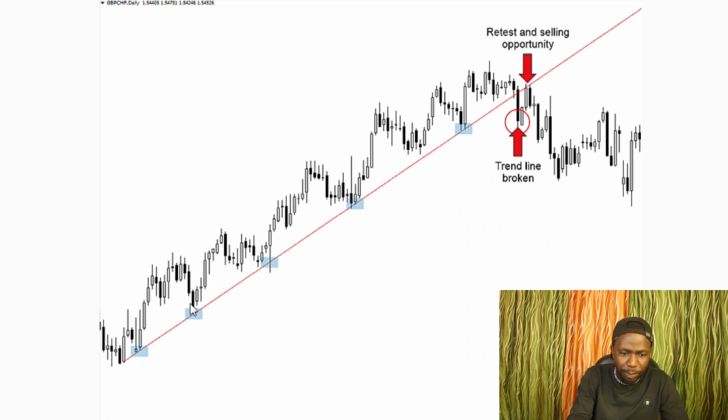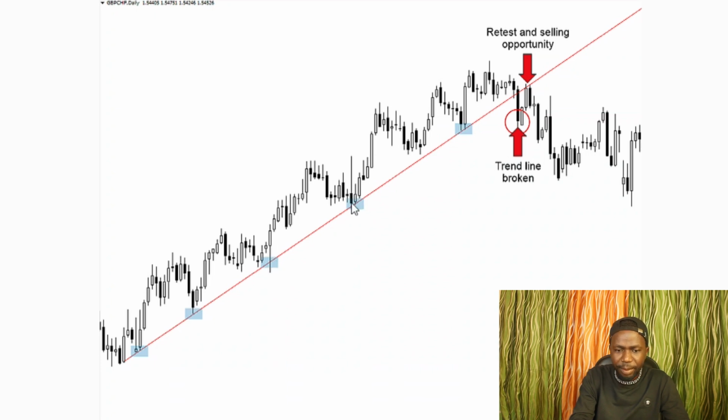So once the price makes a pullback here, your buy trade should be here and your stop loss should be below the trend line, right? And you'll be able to ride this trend. And if the price makes a pullback again to the trend line, you can still place another buy trade. Your stop loss will be below the trend line.